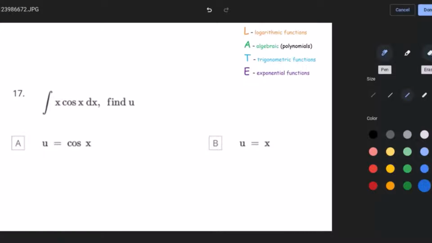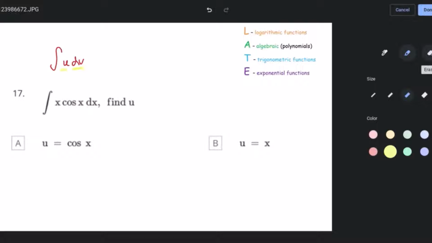The indefinite integral of x cosine x dx. Find u. In order to find u, we have to know the rule of integration by parts, which is the indefinite integral of u dv. We just need to know this part of the rule. When you need to find the u, you have to know which one comes first from the ILATE rule.